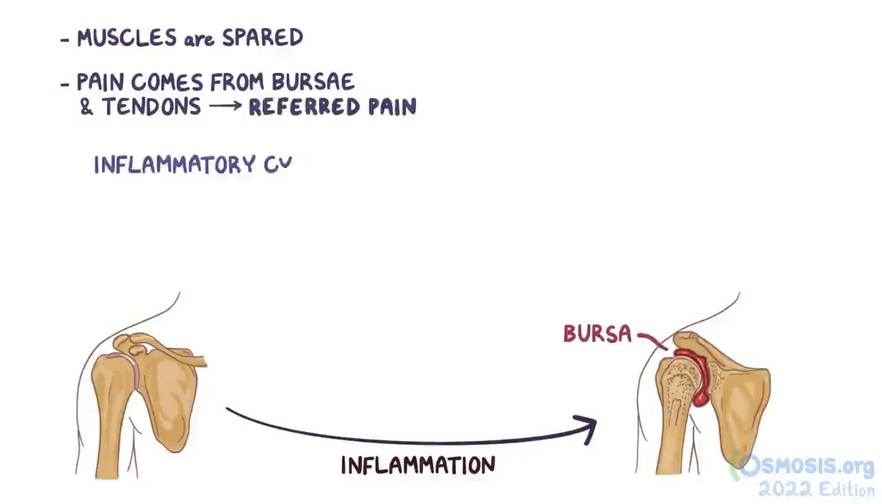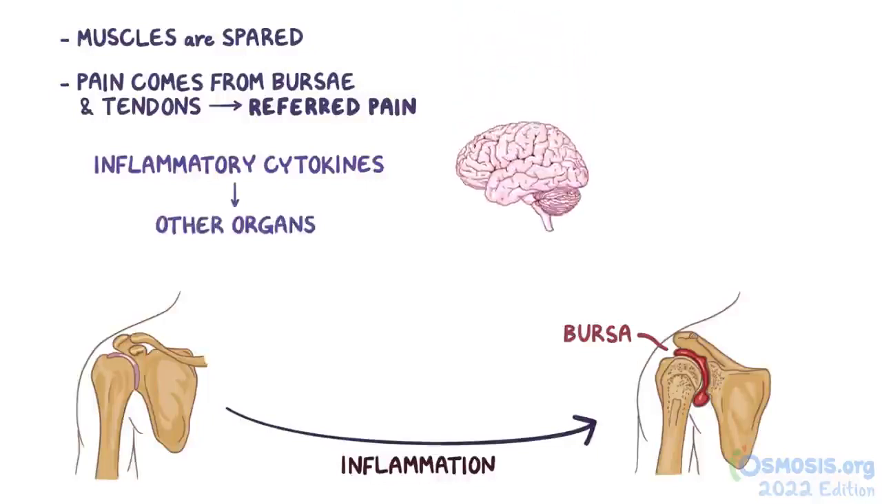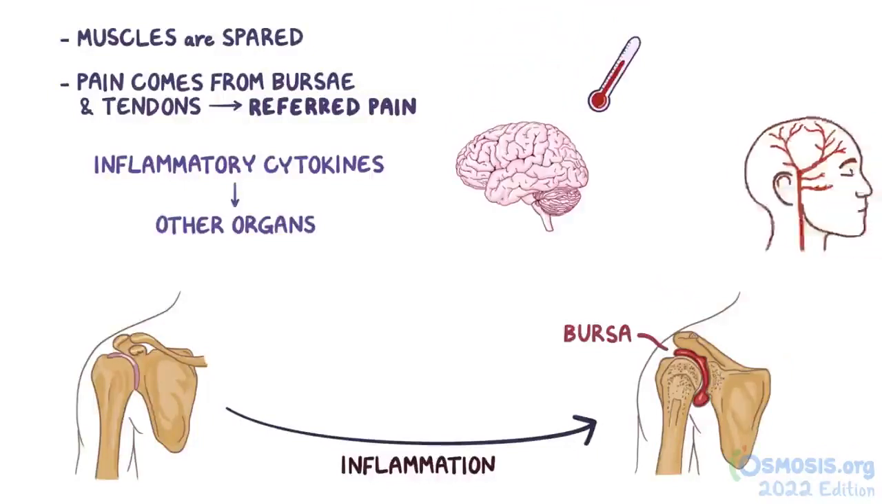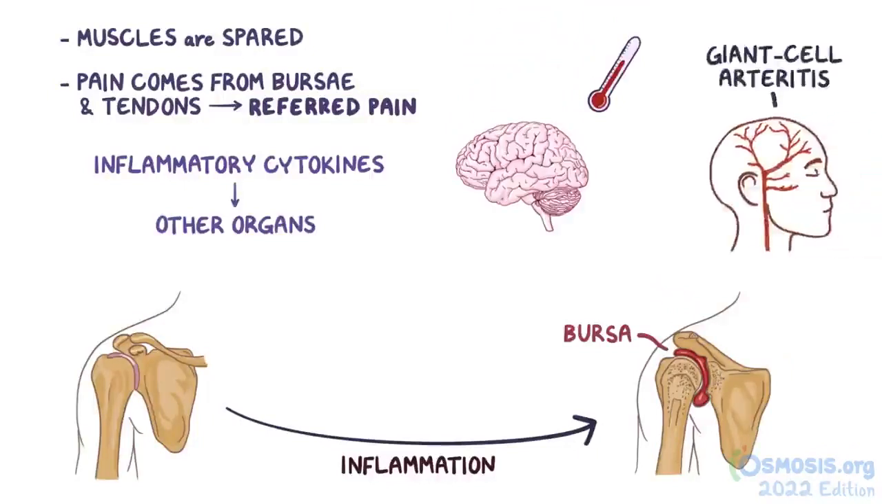Meanwhile, these inflammatory cytokines travel through the bloodstream and reach other organs. For example, interleukin-1 and interleukin-6 travel to the brain, where they act as pyrogens, inducing fever. In fact, polymyalgia rheumatica is also strongly associated with giant cell arteritis. That's a condition where there's inflammation of the walls of the arteries in the temples, which is why it's also called temporal arteritis.